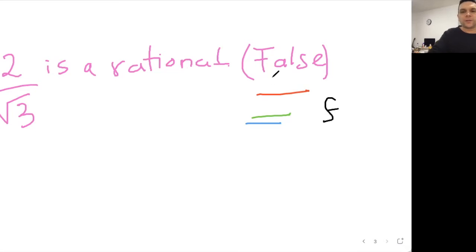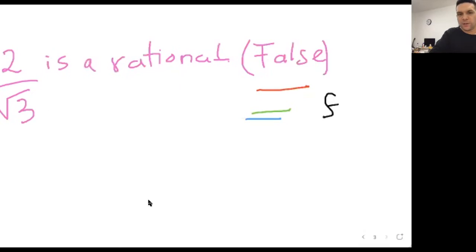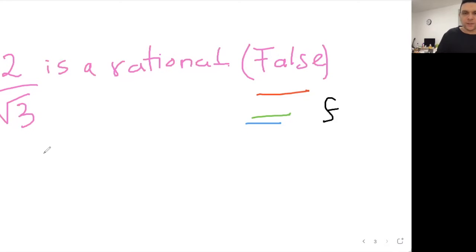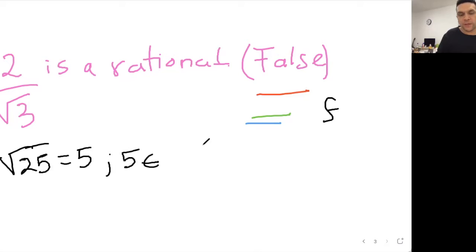Okay, let's see. The square root of 25 is irrational. Is that true? That's false, right? This is the same as 5, and 5 is an integer, a counting number, basically a rational number. So this is not irrational, this is 5, and 5 is a rational number.